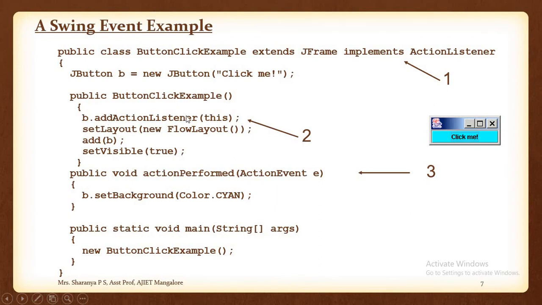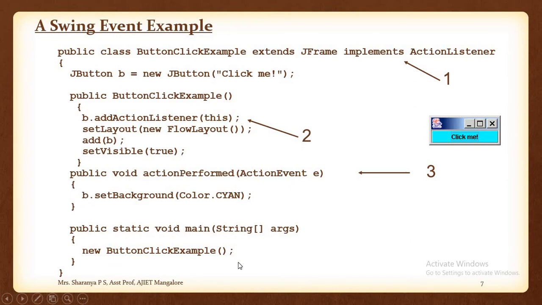The action listener is registered with the button object. We have created the instantiation of this object, and we are setting the layout, adding this button onto the layout, and setting the visibility to true. Next, the major action to be performed is written in this function, which sets the background color to cyan. Whenever the action event is triggered, it performs this operation with respect to the button object.